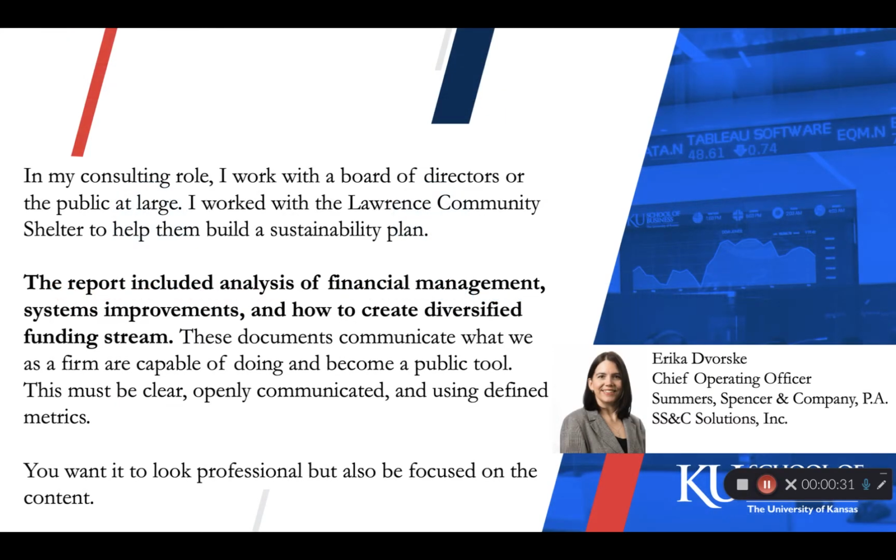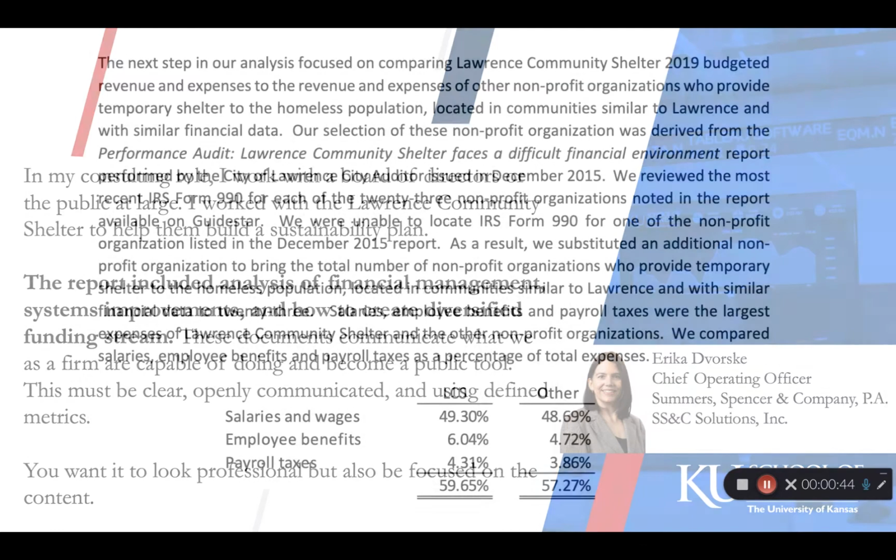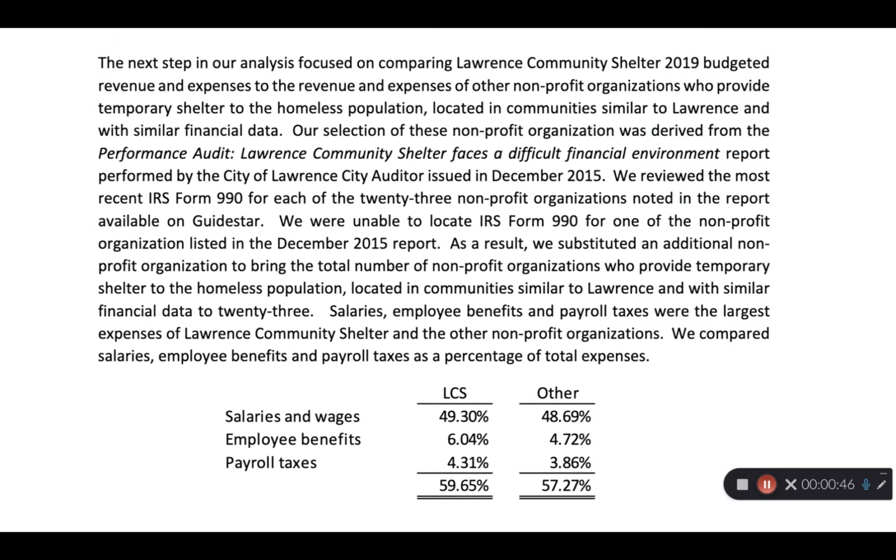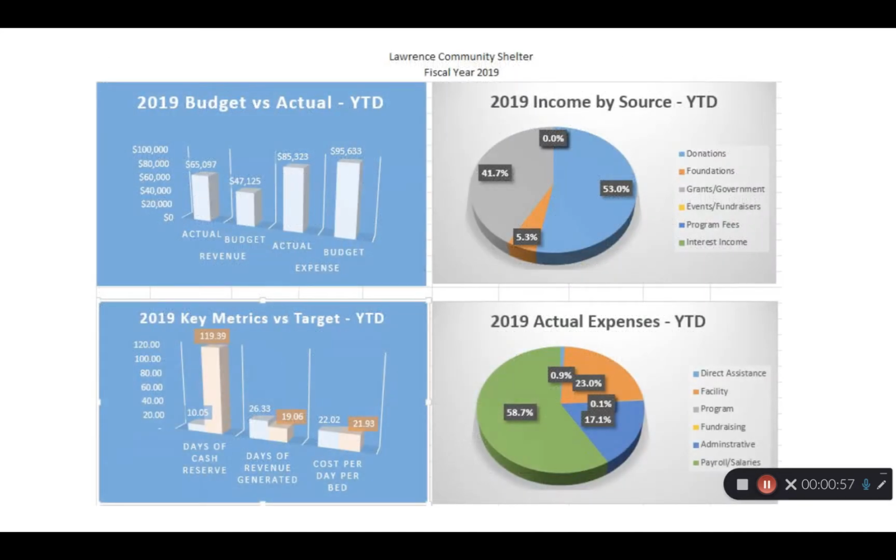Erica Dvorsky, the COO of an accounting and consulting firm, explains how she used several types of evidence in her report providing recommendations for the Lawrence Community Shelter. The report included financial evidence from the shelter and an analysis of 23 peer organizations. The report shared information in written text and used graphs and charts to visually represent their findings. Throughout the evidence lectures, I'll provide examples of business documents to show the variety of ways you could use evidence in your career.